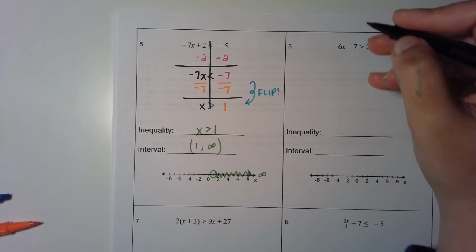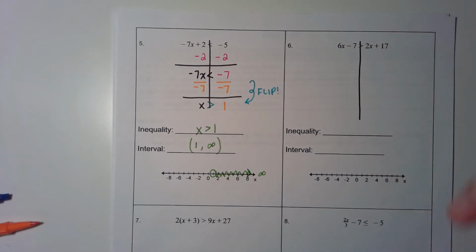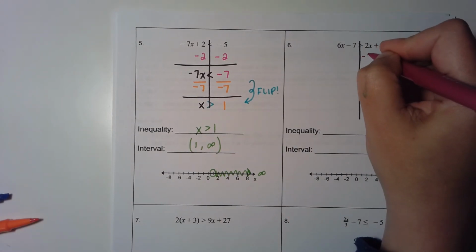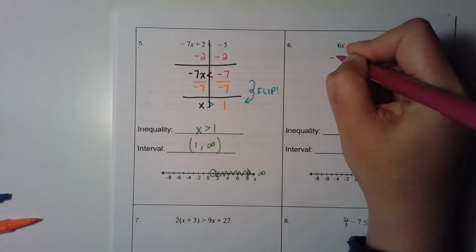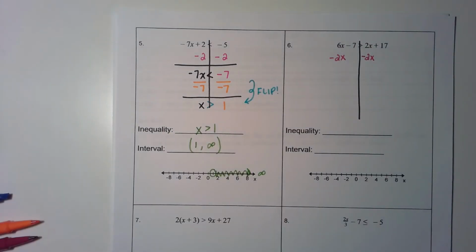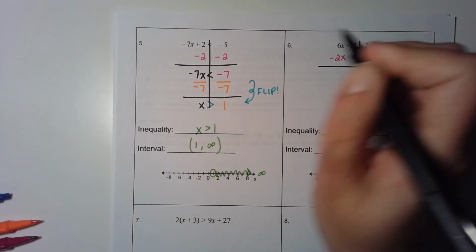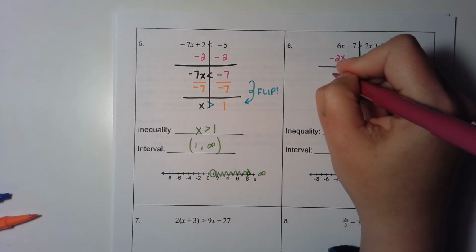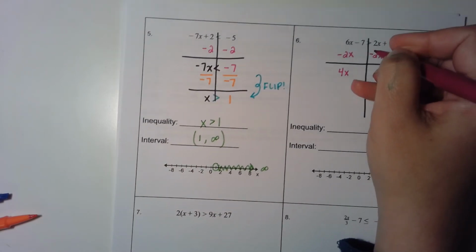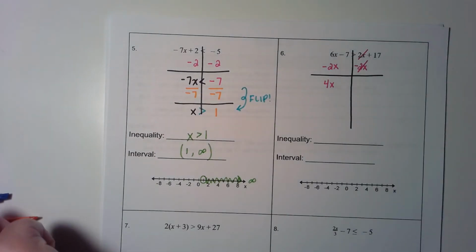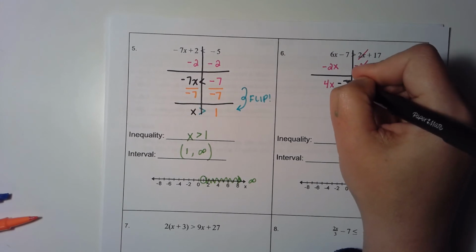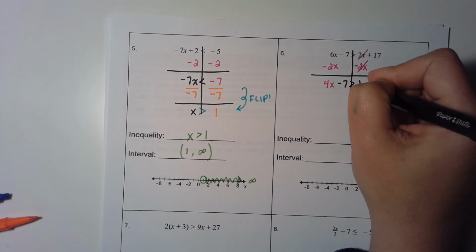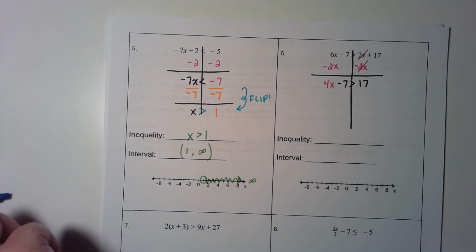For problem number 6, I'm going to start by drawing a vertical line through my equal sign. Now in this case, I've got x's on both sides, so I'm going to go ahead and subtract the 2x on both sides to get the x's together. When I do that, 6x minus 2x is 4x, and the 2x's cancel over here. I'm just going to drop down the -7 and the greater than and the 17.